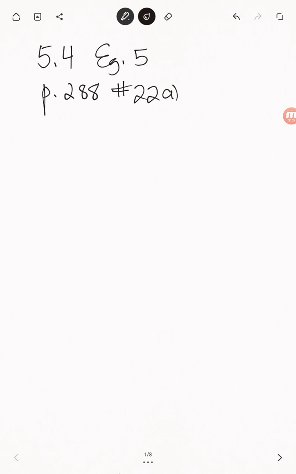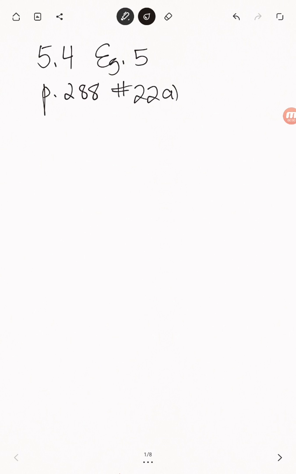Hello again, friends. We're still on 5.4, solving trigonometric equations. This is my fifth example. I'm assuming that you've gone through the first four at this point. And this one's going to be an application question. It's found in the textbook on page 288, number 22A. So just go there and have a look at it now.